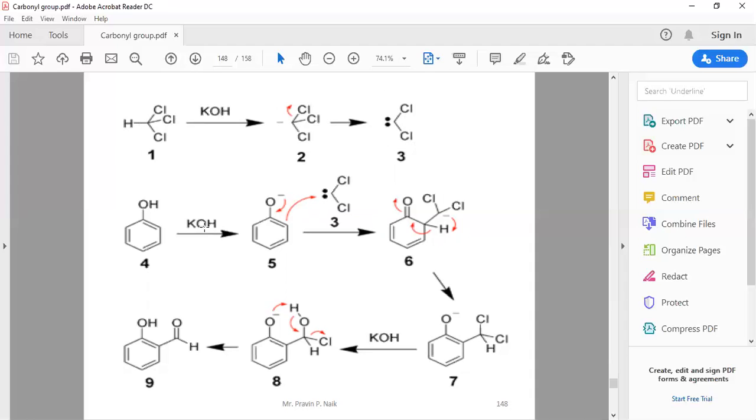Then in the second step, the second molecule of potassium hydroxide, when it reacts with the phenol, is going to abstract the proton of the phenol and forms the phenoxide ion. Since it forms the phenoxide ion, this ring is going to act as nucleophile, and the dichlorocarbene, since it is electron deficient, is going to act as electrophile. So nucleophilic attack happens, this is being substituted, and that leads to the formation of orthoformylated phenols.